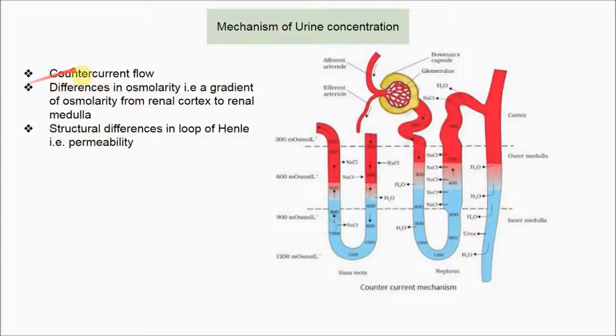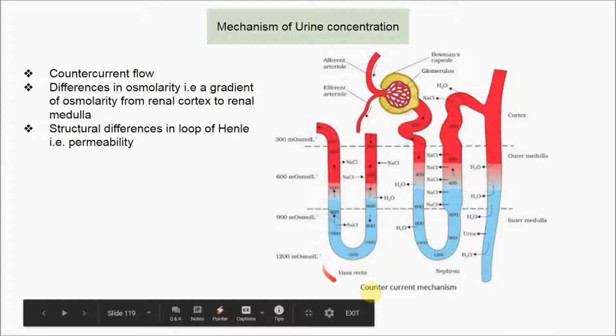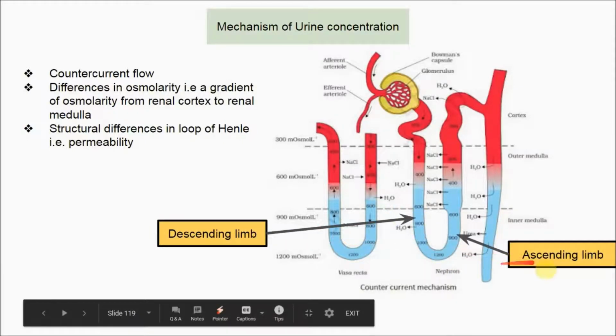So now let us look into the first point, that is the countercurrent flow. The countercurrent flow is mainly the flow of a fluid in the opposite direction. This opposite movement of fluid is mainly observed both in the vasa recta and also the loop of Henle of the nephron, right? That is the descending limb and the ascending limb.